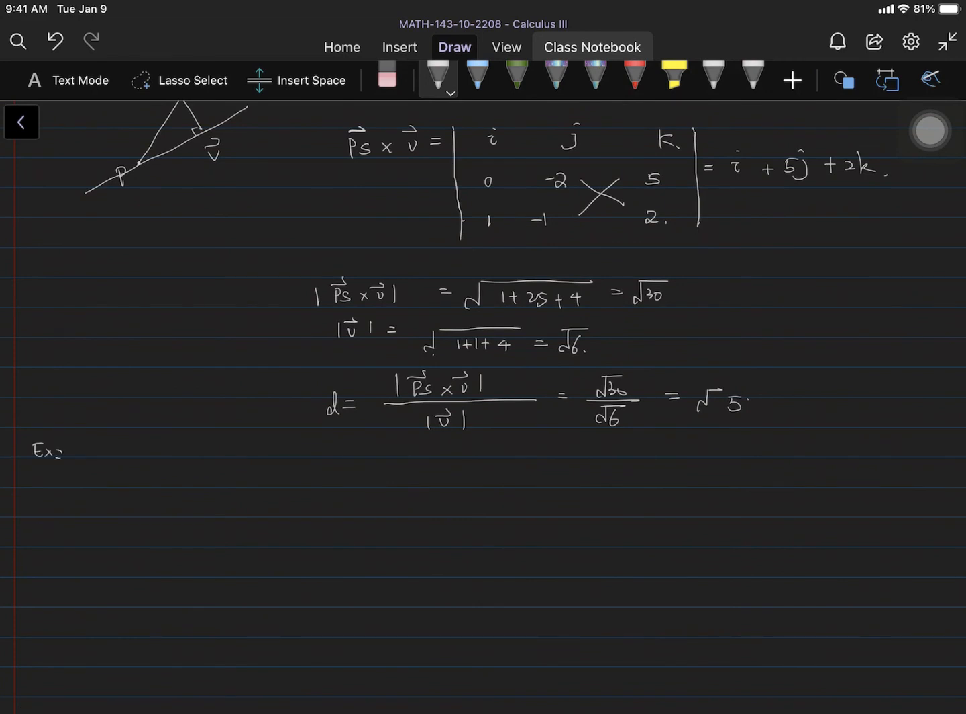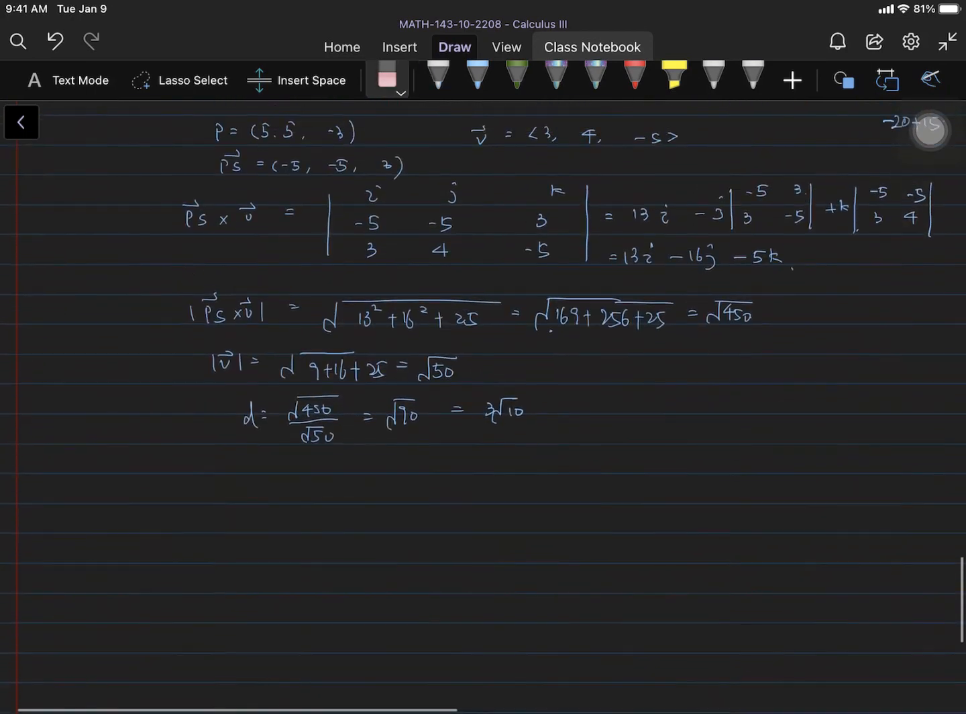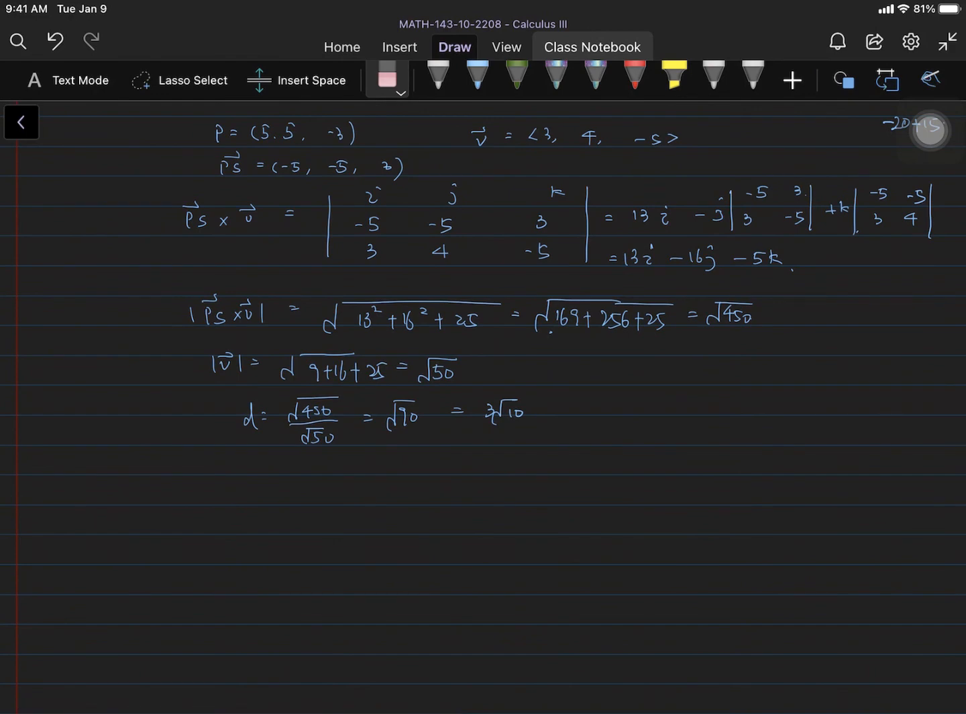And here we can try the exercise. We want to find the distance from this point to this line: y equals 5 plus 4t, z equals negative 3 minus 5t. So you can try this, and I can give you the solution later. So here's the solution for the exercise problem. The distance is root of 90, and after simplifying, it is 3 root 10.